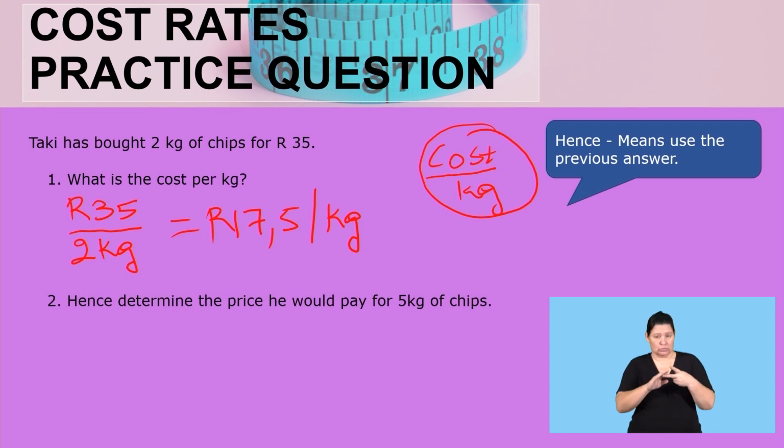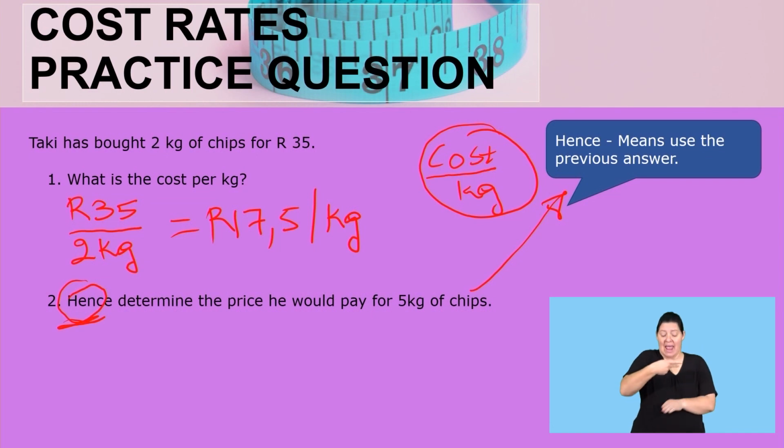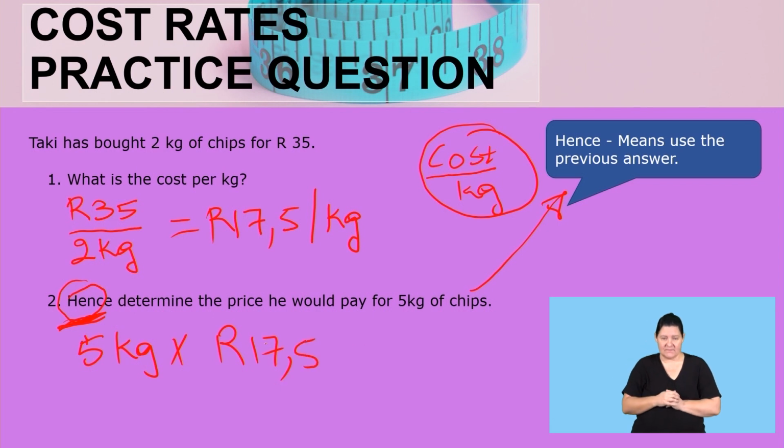Okay, question number 2. Hence, determine the price he would pay for 5 kilograms of cheese. I'm sorry, of the chips, not the cheese. Now I said the word hence means use the previous answer. Remember, the examiner will not tell you to use the previous answer. You should just know that hence means use the previous answer. So we will use the previous answer to calculate the price he would pay for 5 kilograms of chips. We take the 5 kilograms of chips and multiply it by the rate, which is 17 rand 5 per kilogram.